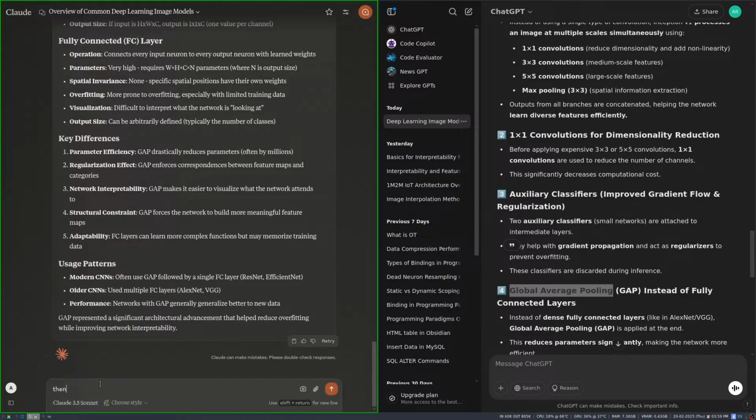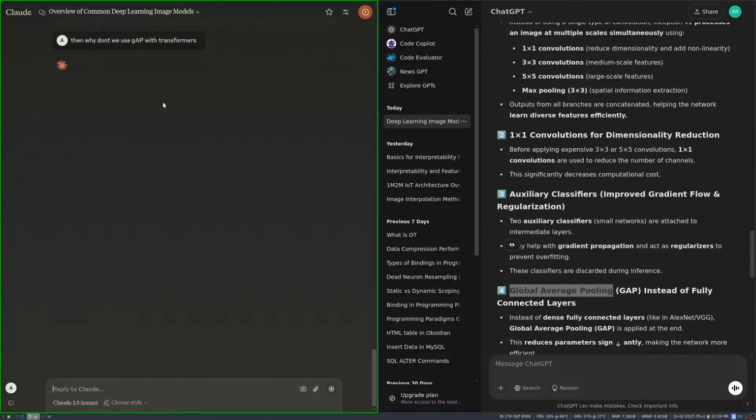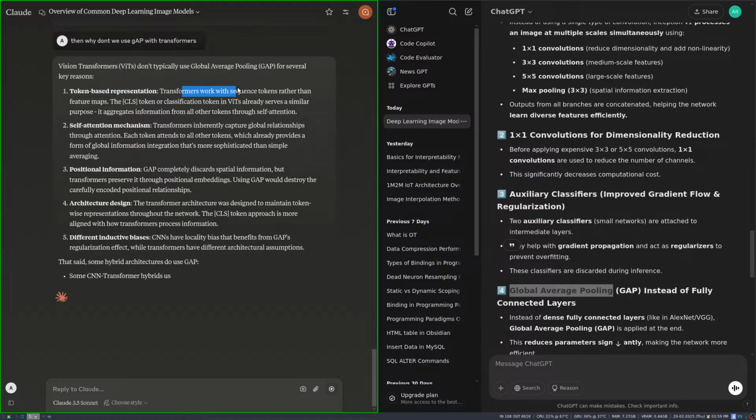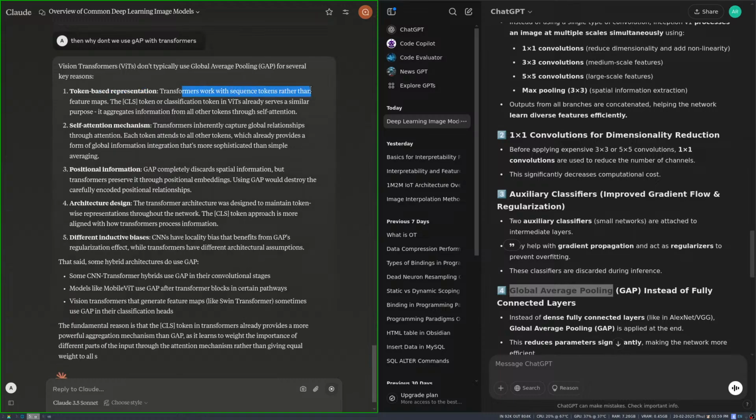Then why don't we use GAP with transformers? Vision transformers don't use GAP for several reasons. Token-based representation: transformers work with sequences rather than feature maps.